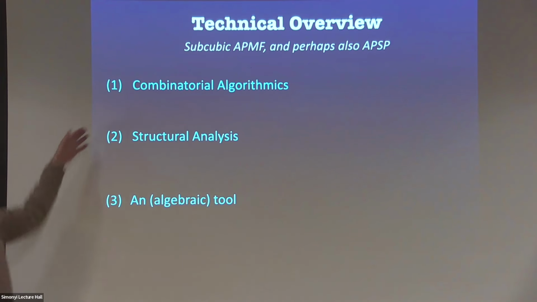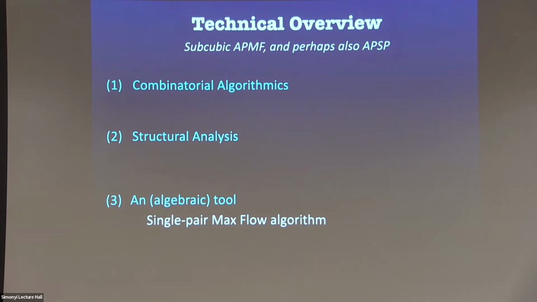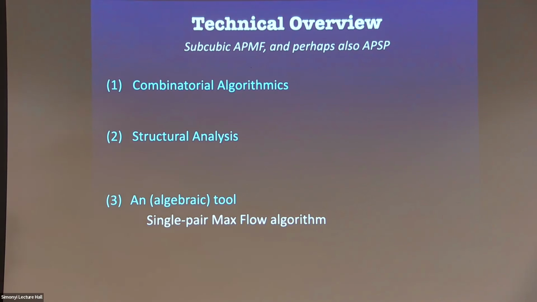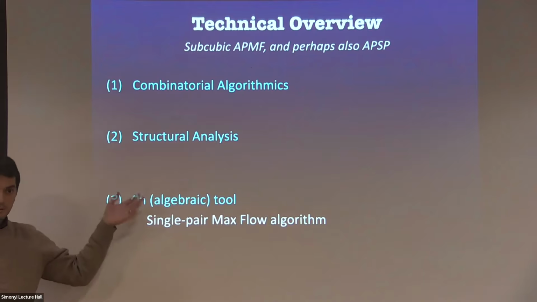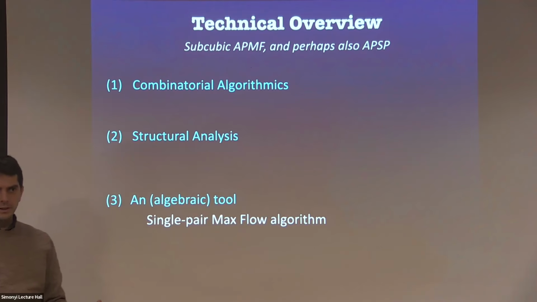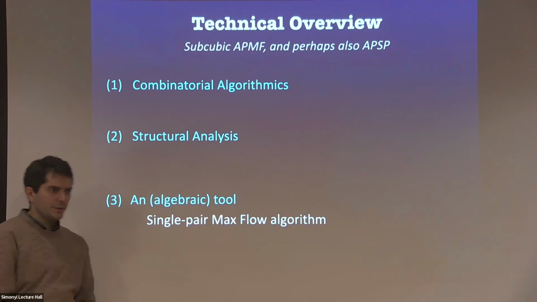There are three main components: some combinatorial algorithmics, some structural analysis, and some heavy tool. I'm going to say what these things are in the context of max flow, and then we'll try to say what they might be in the context of shortest path. The heavy, powerful tool at the end that we use for computing all pairs max flow is the single pair algorithm. This is something we use as a black box. At the end, what we're doing is a reduction to single pair.